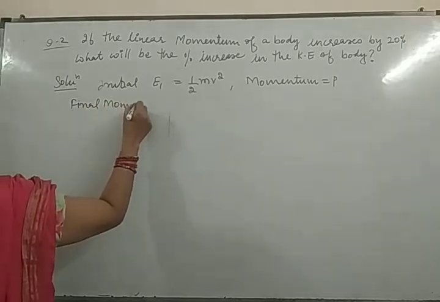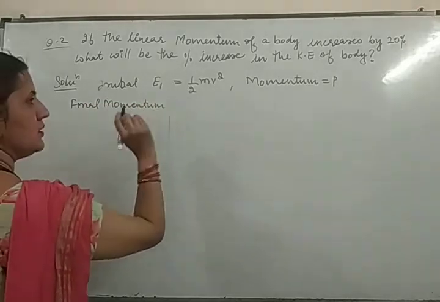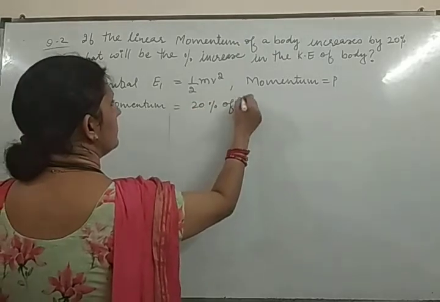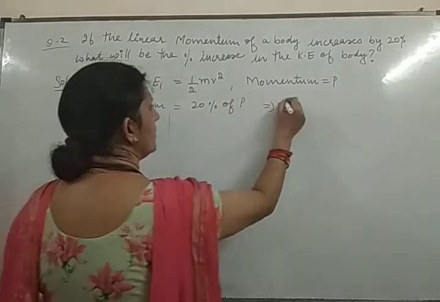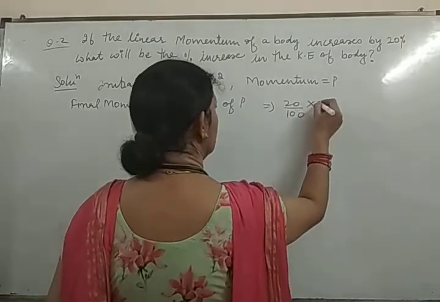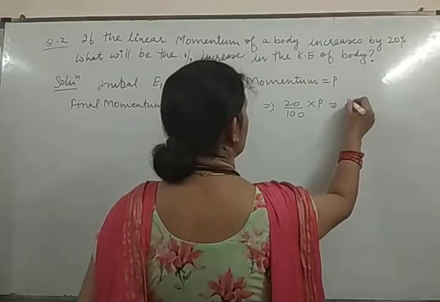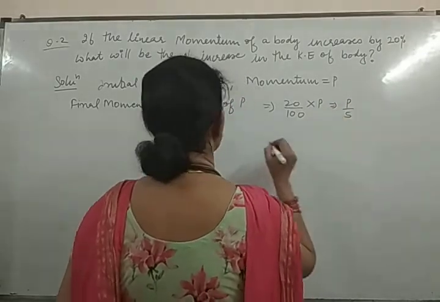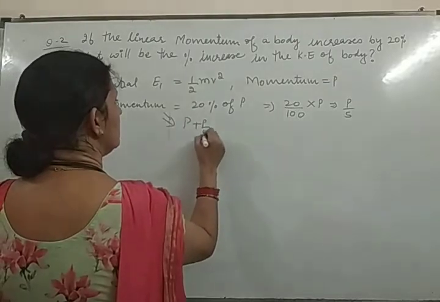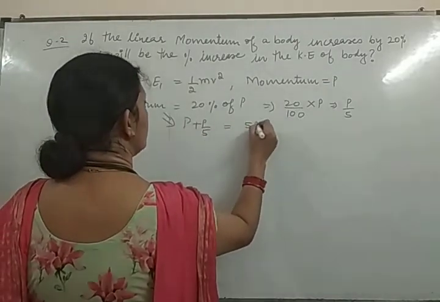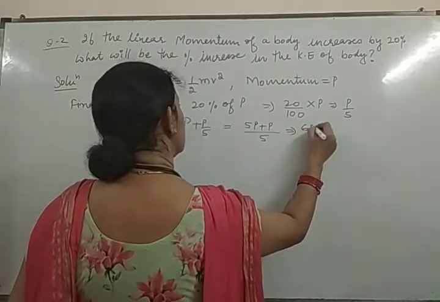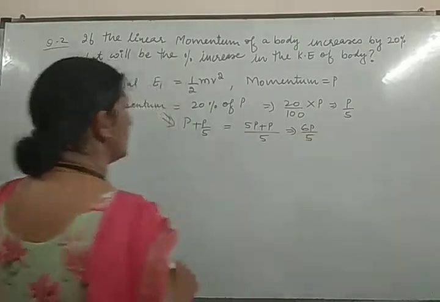Momentum increases by 20%. This is 20% of p. So it will be 20 by 100 into p. This is p by 5. This is the increase in p, p by 5. So final momentum will be initial plus the increase. This is equal to p plus p by 5, which is 6p by 5. This is the final momentum.